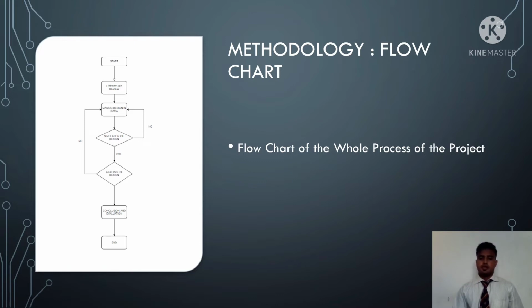In this slide, shown here is the flow chart of the whole process of the project. The first step is making a literature review of the project, and second, making the design in CATIA, and third, the simulation of the design. If it is yes, it will move to the analysis of the design. If it is no, it will go back to making the design in CATIA.